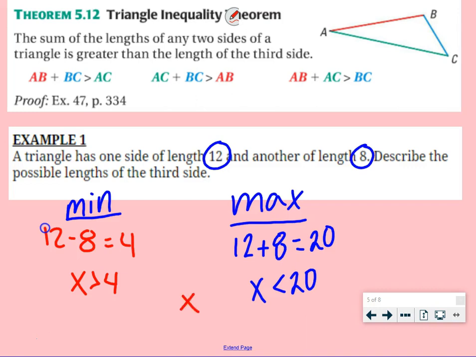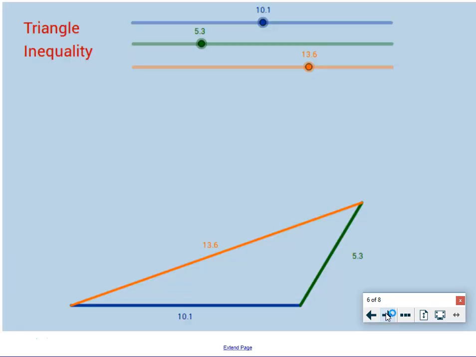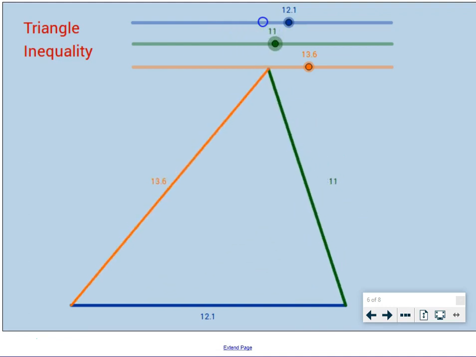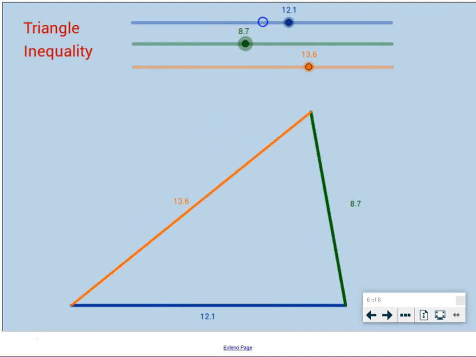So if we wanted to write it together as a nice compound inequality, X needs to be between 4 and 20, where X is that third side. And we could even set it up here. We had one side length of 12. That's about as close as we could get to 12 right now. And one side length of 8.